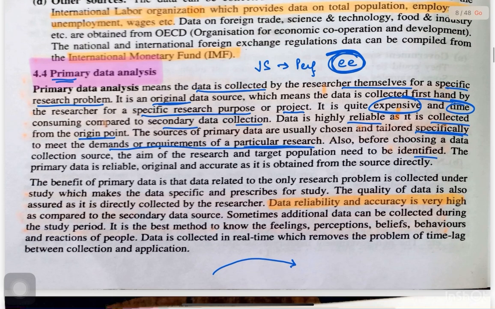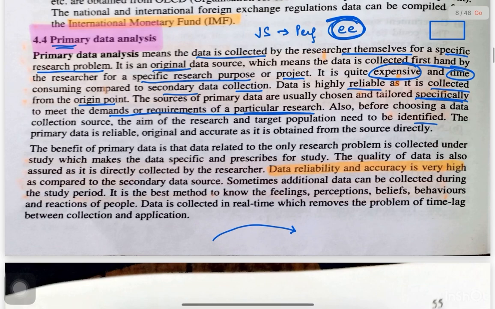But it is important to target a small group of people, rather than the whole population, for the easiness of the results and saving the time and the cost, right? So it needs to be identified. For example, we chose a group of 20 employees out of 120, right? Okay, so in the group of 20 we chose, the primary data is reliable, original and accurate as it is obtained from the source directly. So the researcher will go to these 20 employees to collect the data, right?